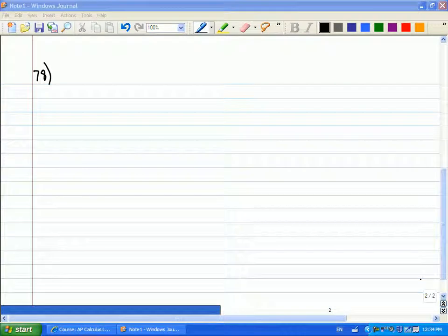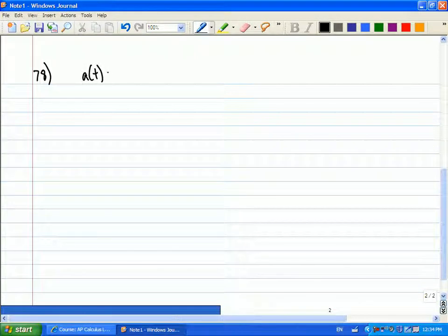So I'll read the question to you. A particle moves along a line with acceleration 2 plus 6t. And when time equals 0, its velocity is 3. So, velocity at 0 is 3.